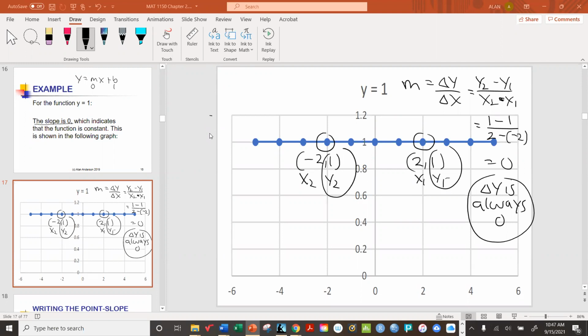But anyway, yes, so that's why this has a slope of 0. The y's never change. That's the whole point. So it's a flat line, and it doesn't matter what x is. So in other words, what it's saying is that y does not depend on x.